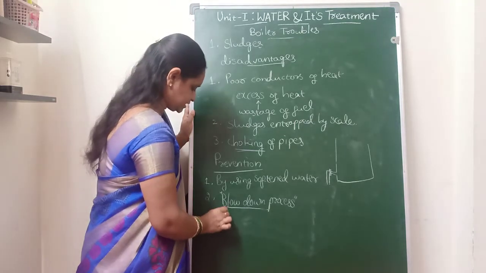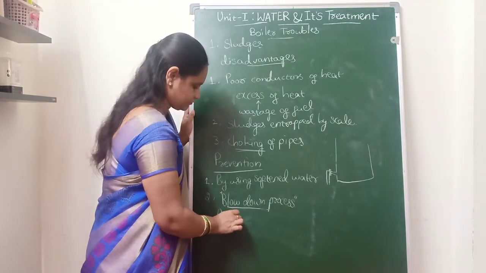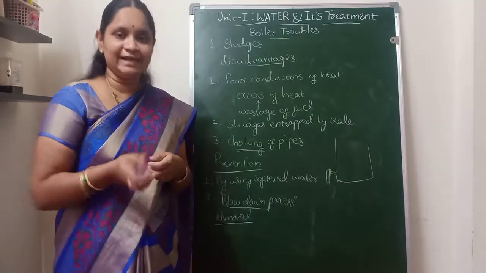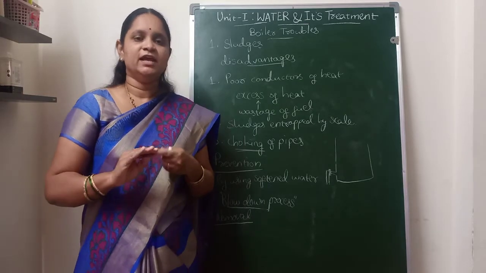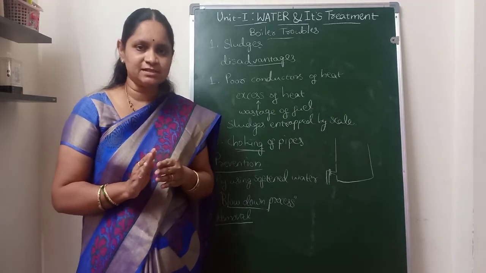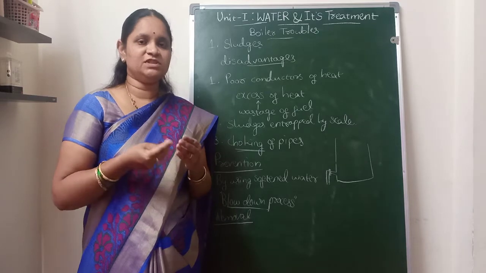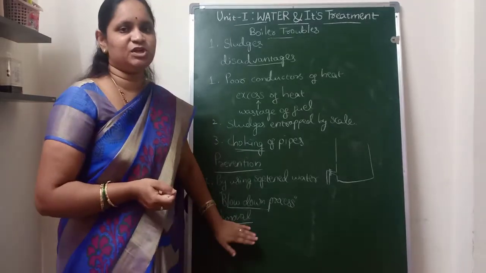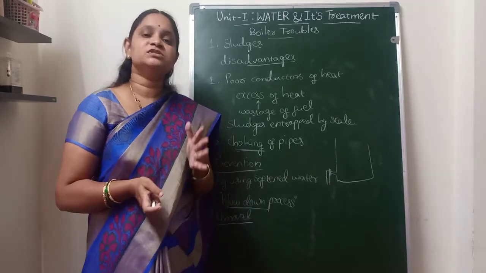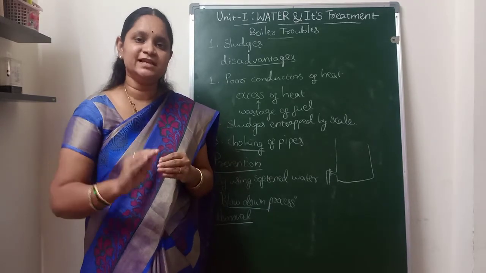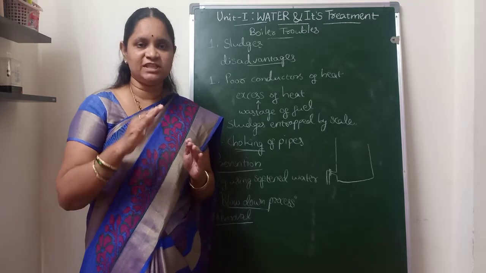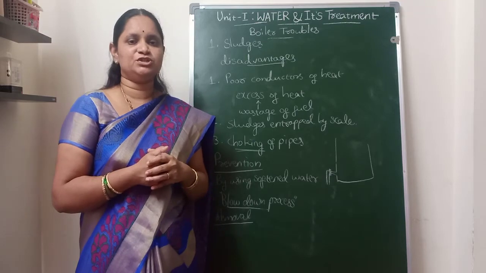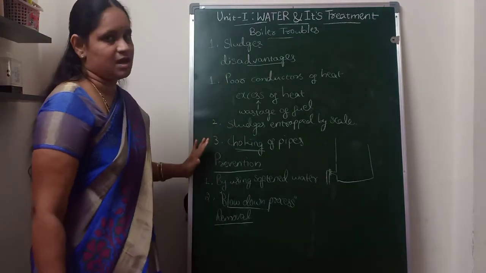And in any case, if the sludges are formed, how to remove them? Like how we clean our utensils in the kitchen, in the same way, by scraping with a wire brush we'll be simply able to remove all the sludges, because they are soft, loose, slimy precipitates. Easily, by scraping with a wire brush, we can remove the sludges from the boiler tubes. So this is about the sludges.